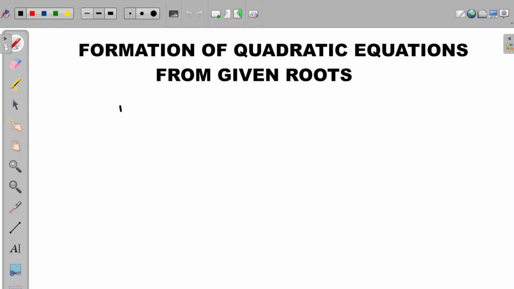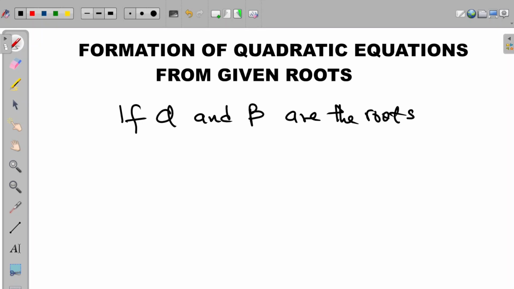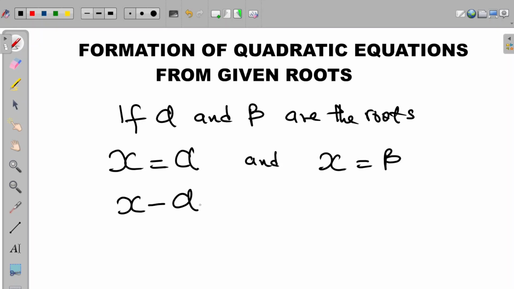So we have that if alpha and beta are the roots of a quadratic equation, we can express that x is equal to alpha and x is equal to beta. Now, this can be expressed as x minus alpha is equal to 0 and x minus beta is equal to 0.